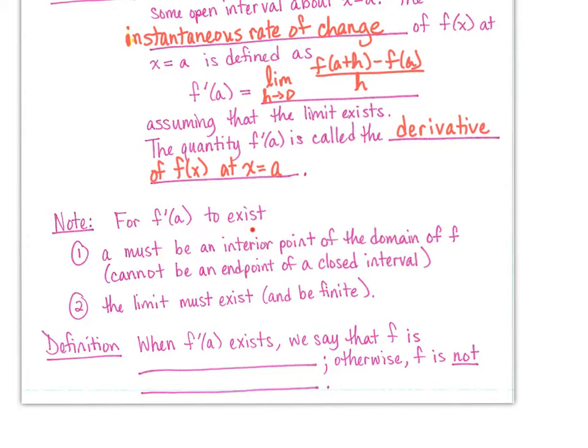A couple of things to note. For f prime of a to exist, a must be an interior point of the domain of f. In other words, it cannot be an endpoint of a closed interval. The limit must exist and it must be finite. When f prime of a exists, we say that f is differentiable at a. You'll have to get familiar with the terminology, so practice it as you're working through your homework and as you're speaking and answering questions in class. If the derivative exists, we say that the function is differentiable at a. Otherwise, we say that the function is not differentiable at a.